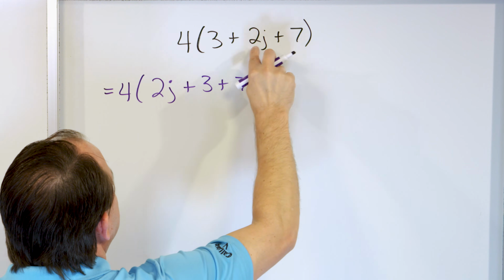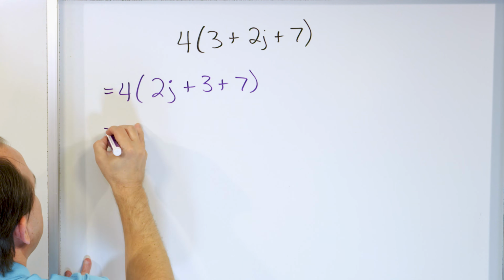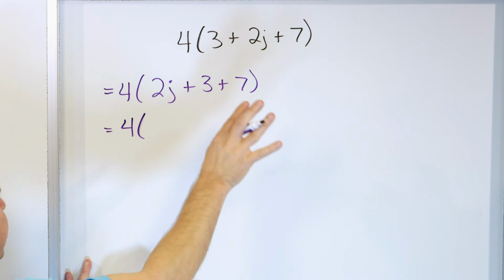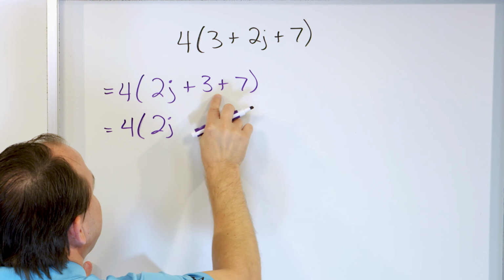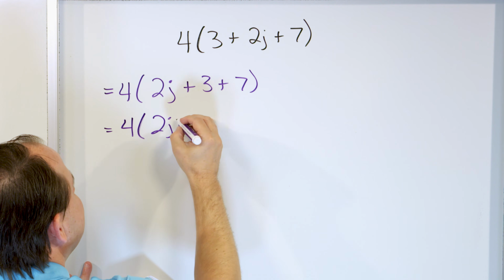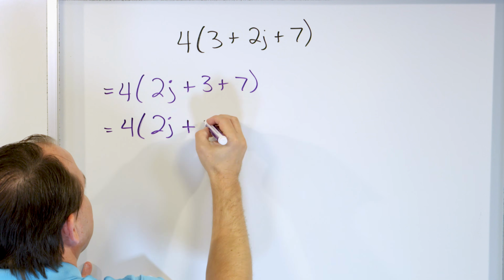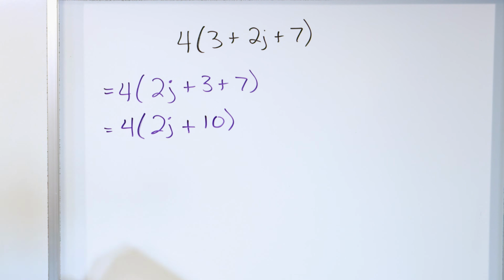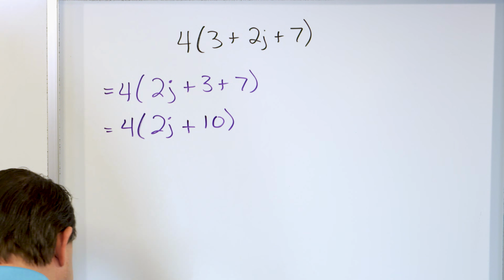All I did is move the 3 in between these two to put the numbers together. Notice I haven't done any distributing yet. I'm looking on the inside. The 2j can be here, and then I can combine these like terms. 3 plus 7 is what? 10. And it has to be plus 10 because it's positive 3 plus 7 more, positive 10.